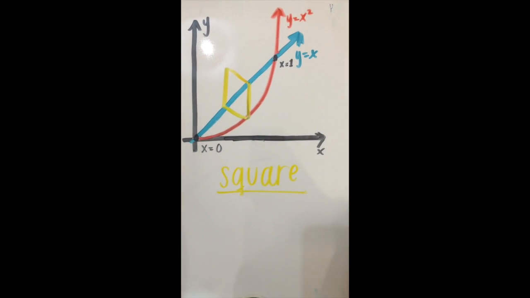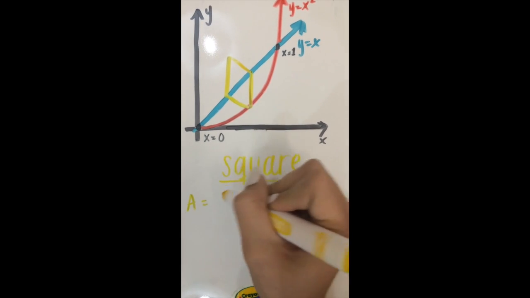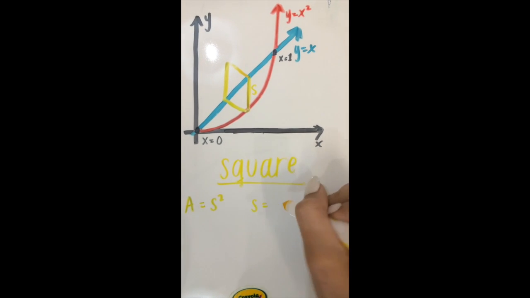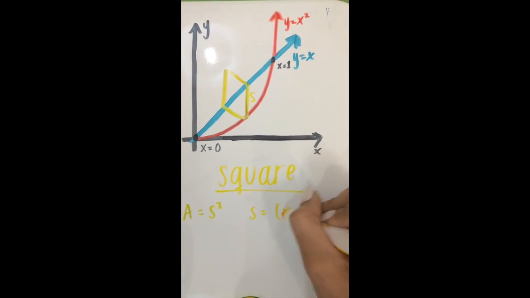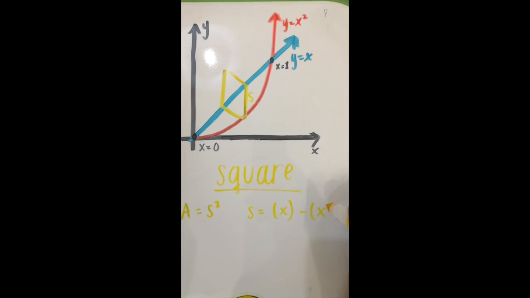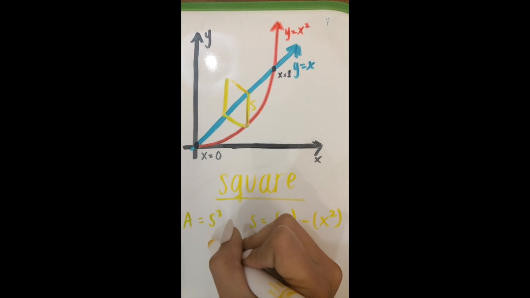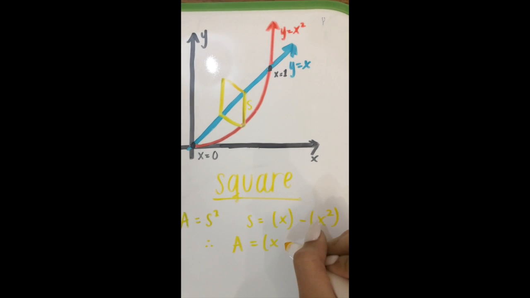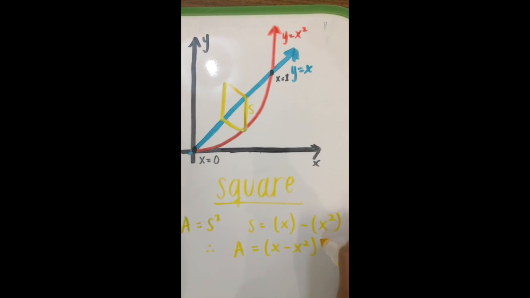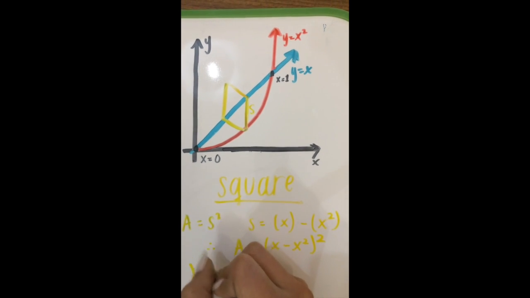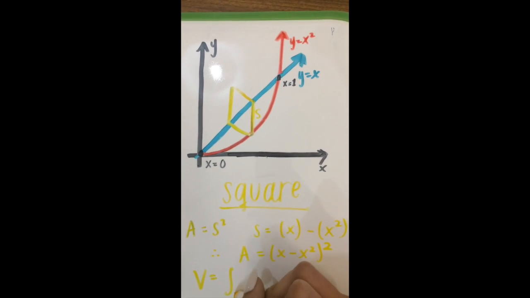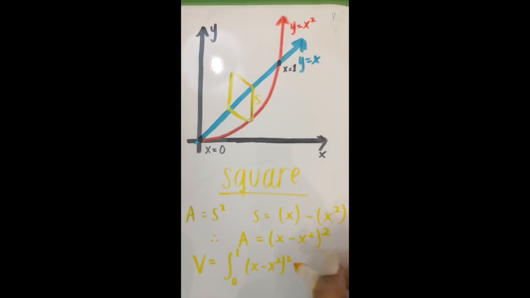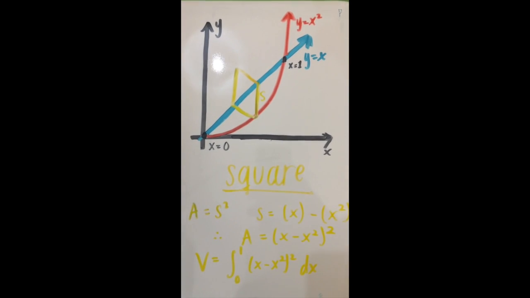To find the area of a square, you take one side of the square and square it. To find one side of the square, in this case, you would take the upper graph minus the lower graph, which would give you x minus x squared. Therefore, your area is (x minus x squared) squared. Then, to find the volume of this solid, you would take the integral from 0 to 1 of the area, (x minus x squared) squared, times the derivative of x.